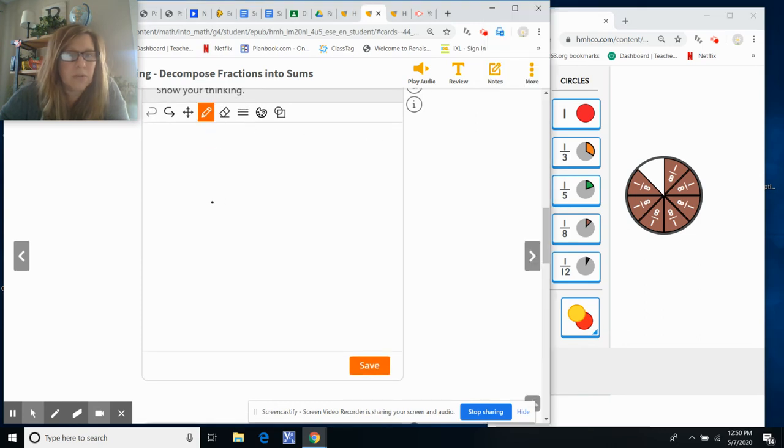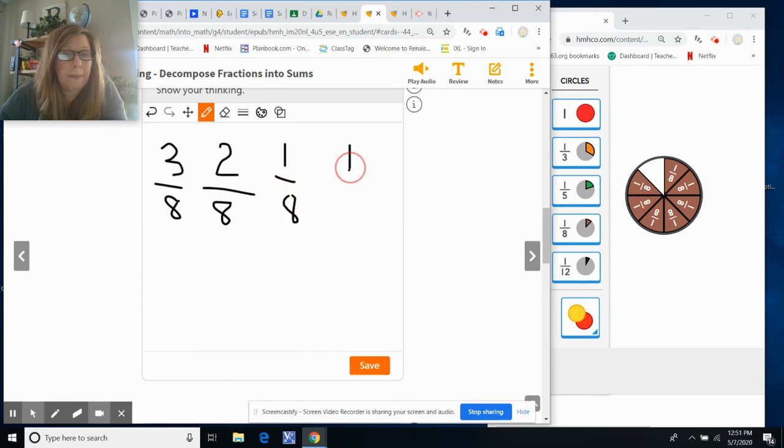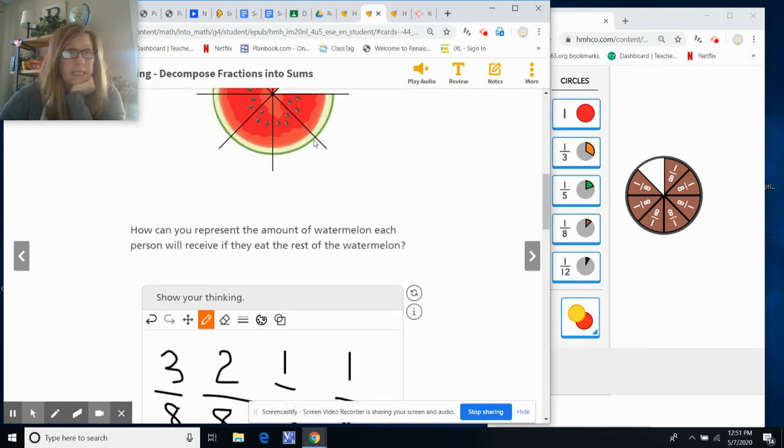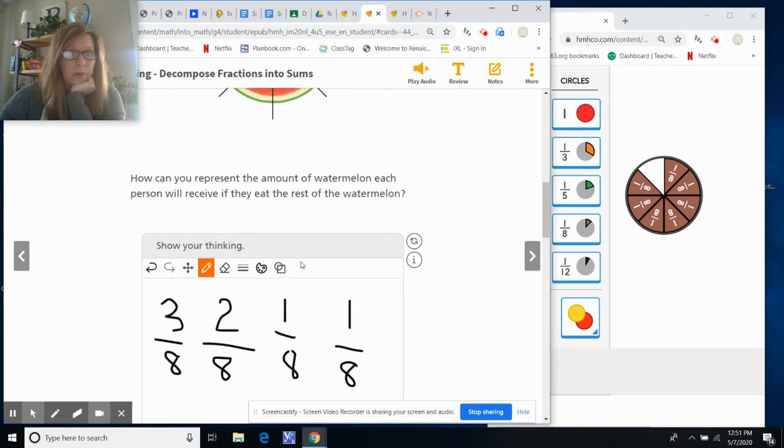I want to write those amounts over here. We know that Megan ate 3/8, and Zoe ate 2/8. Gabriel ate 1/8, and Jack ate 1/8. So let's take a peek at this. Remember back in the beginning, I told you we were going to take this whole and decompose it. Well, we just broke it down into 3/8, 2/8, 1/8, and 1/8.